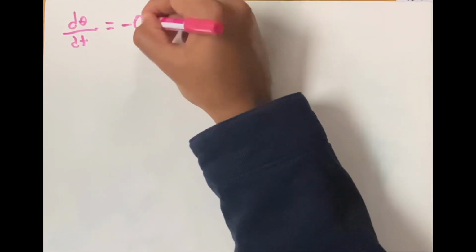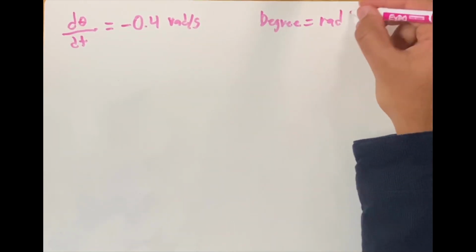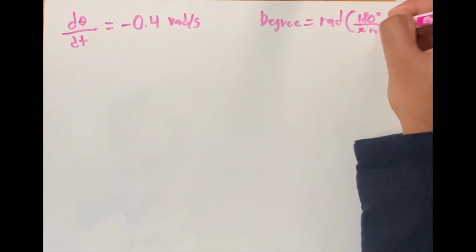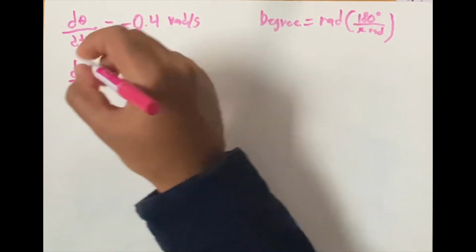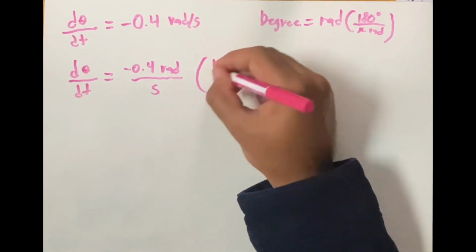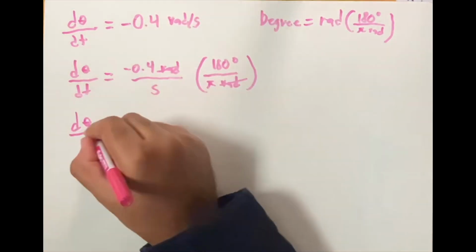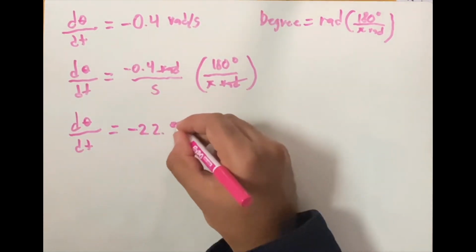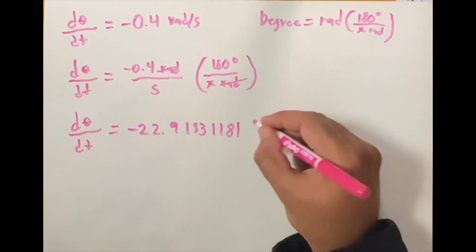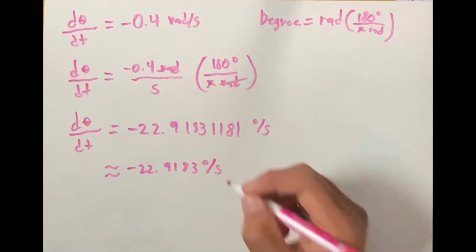dθ/dt is equal to negative 0.4 radians per second. Since the unit is in radians per second, we need to convert the answer to degrees per second. We can use the formula degrees equal to radians times 180 degrees divided by pi radians. So we need to multiply the negative 0.4 radians per second by 180 divided by pi. The radians cancel out and we get negative 22.91831181 degrees per second.